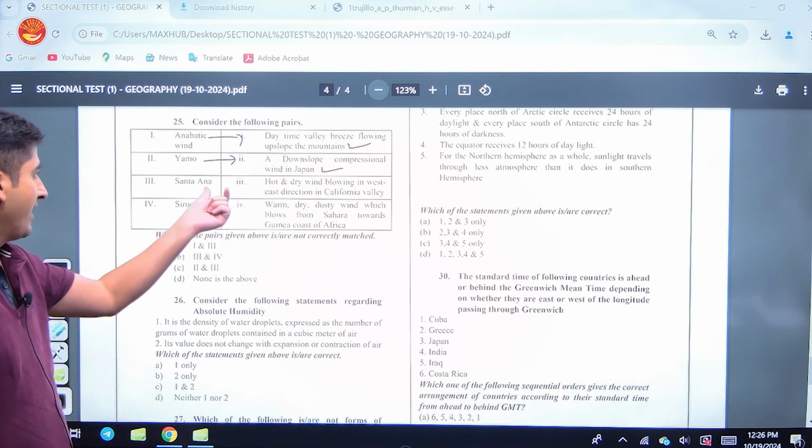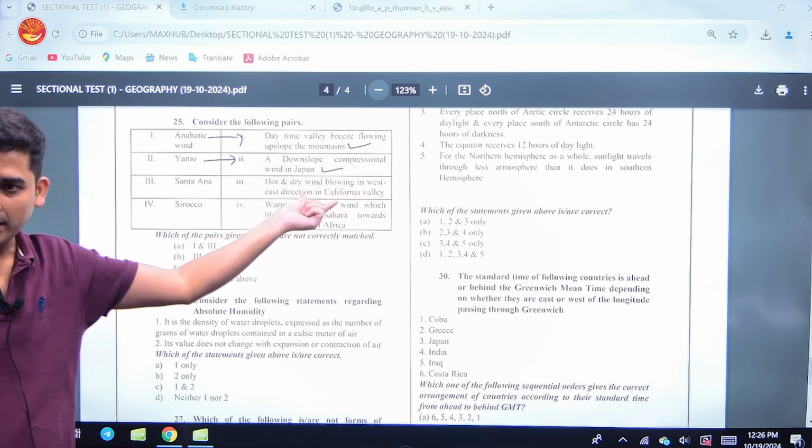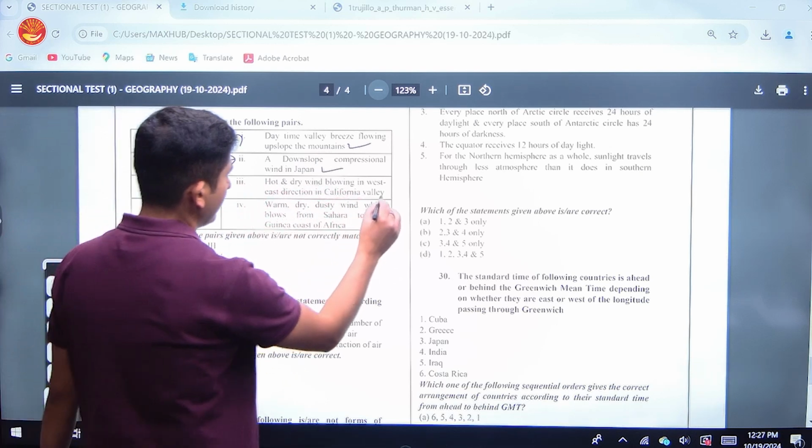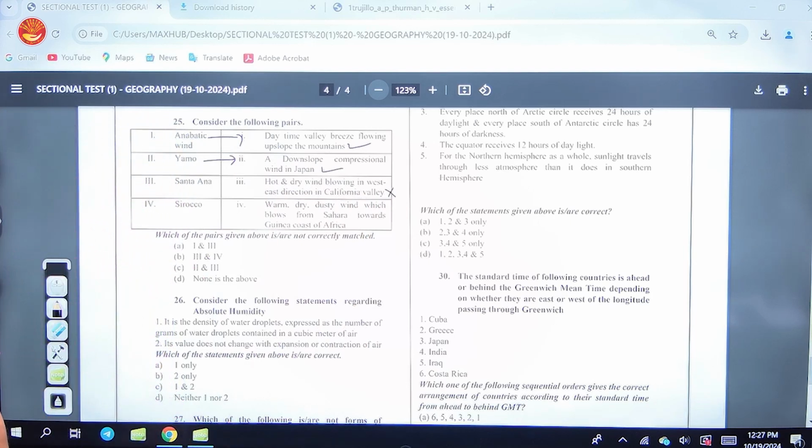देखते हैं. Santana, hot and dry wind blowing in west-east direction, California Valley. False. East to west है बेटा, east to west है, west to east नहीं है. East to west direction. देखना Santana क्या है.